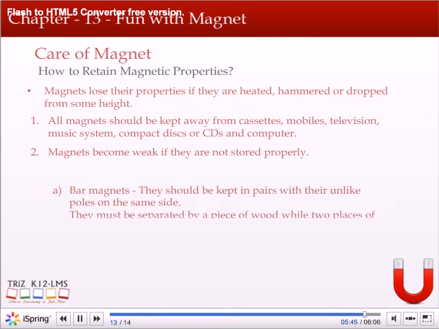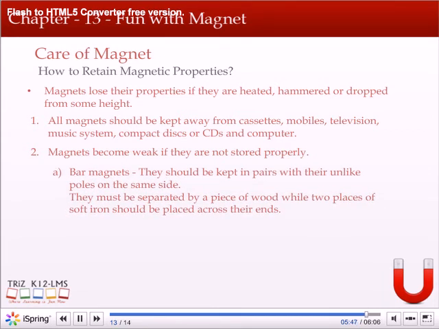Bar magnets. They should be kept in pairs with their unlike poles on the same side. They must be separated by a piece of wood, while two pieces of soft iron should be placed across their ends. Horseshoe magnets. A piece of iron should be kept across their poles.